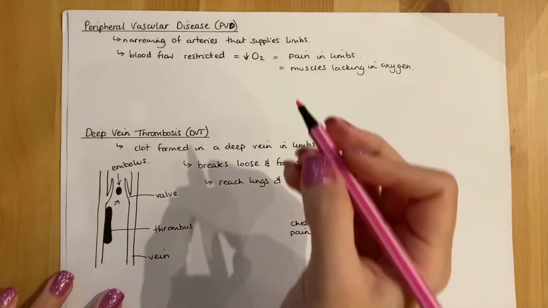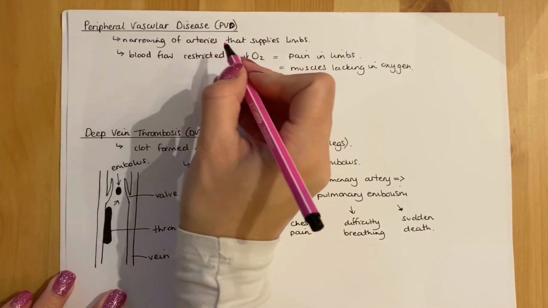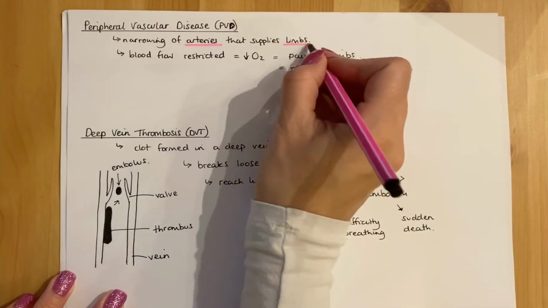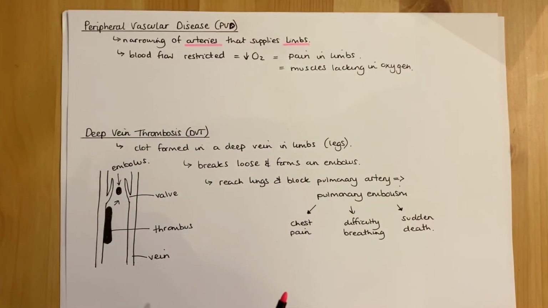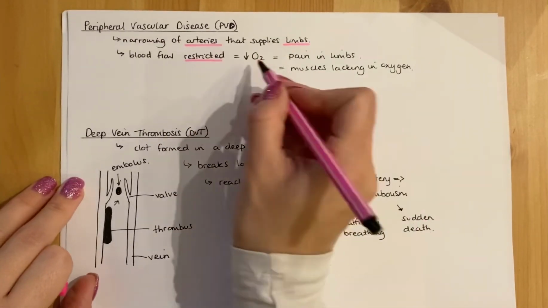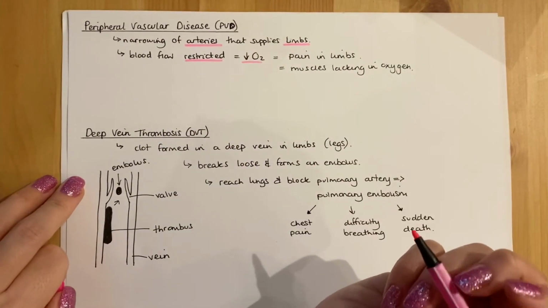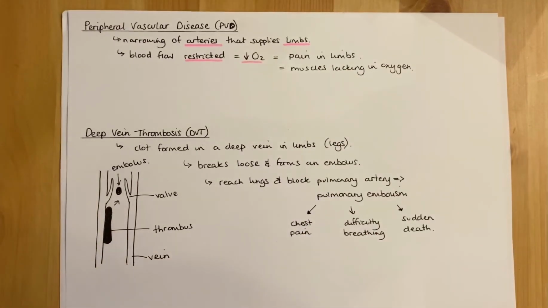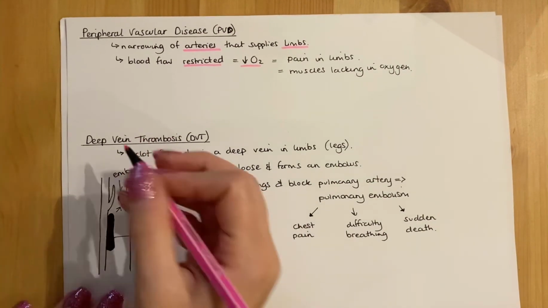Okay, just to review the points here, we've got narrowing of arteries that supply the limbs. So not the ones referring to the heart and the brain, just the ones that supply the limbs, and that's due to atherosclerosis. Blood flow is reduced or restricted, there's less oxygen getting to those areas, and it will cause pain in the limbs, particularly the muscles, because the muscles lack oxygen. An example, and the only one that we really talk about for peripheral vascular disease, is deep vein thrombosis, so DVTs.